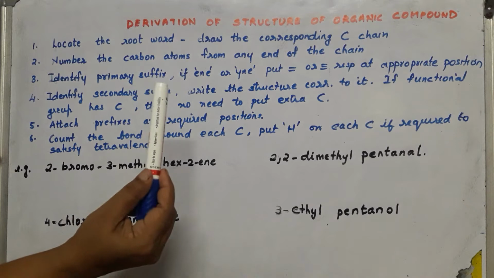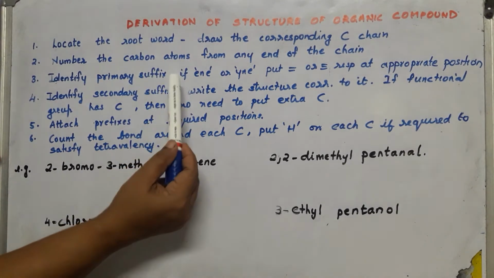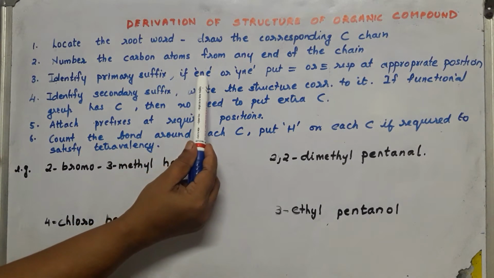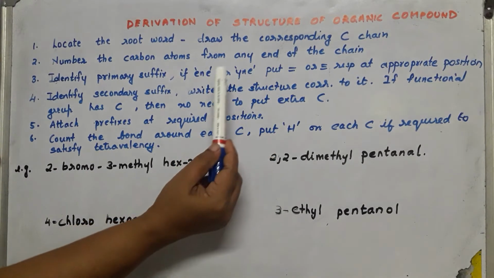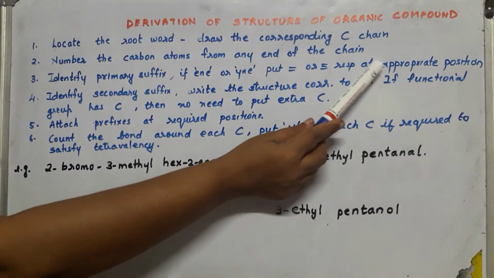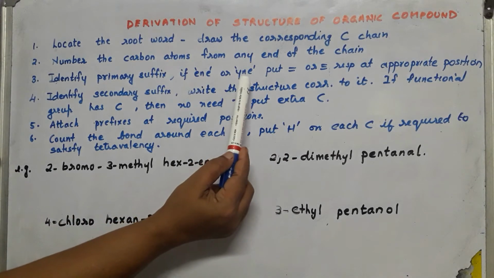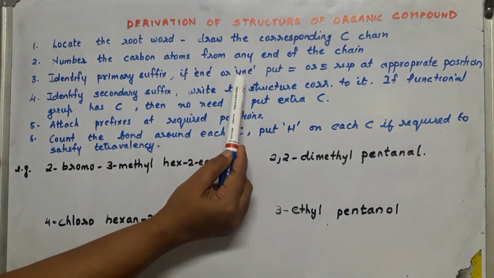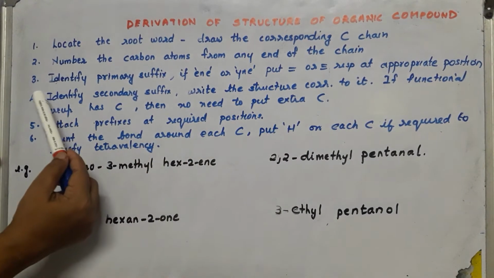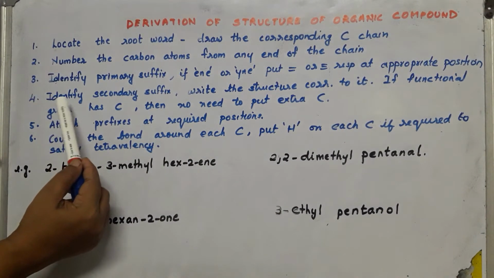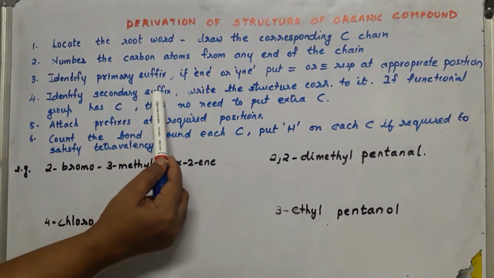ANE if it is, no problem, because already we have put one single bond. But if it is ENE, double bond should be put at the appropriate position, whatever is the position indicated. And if it is YNE, you have to put triple bond at the appropriate position. Now the fourth rule is identify the secondary suffix.